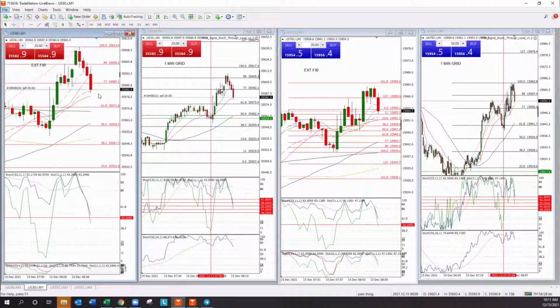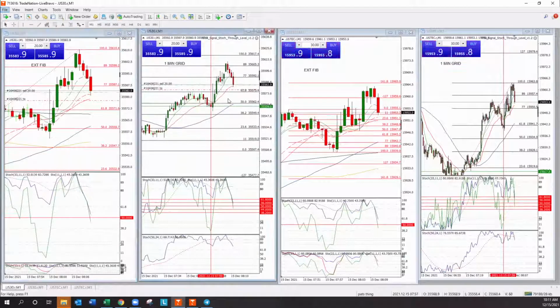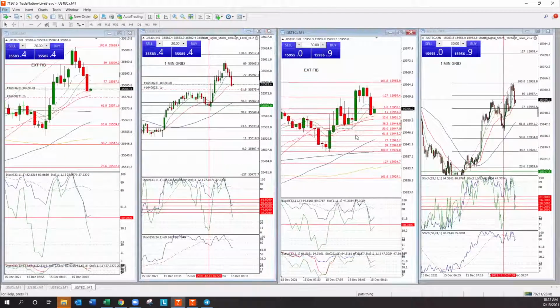It's 5 points. Hopefully we get to the 61.8 there. That will take me out. You can see 21 EMA support there. US Tech is also doing the same thing. Are you taking US Tech? I'm on the Dow. Okay.